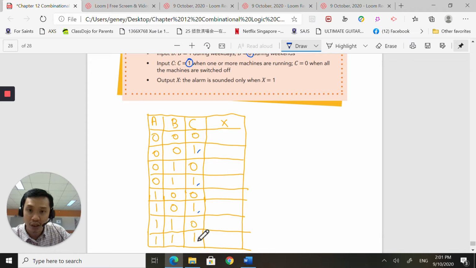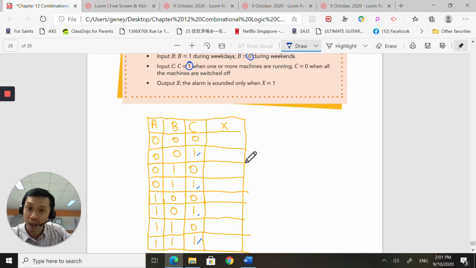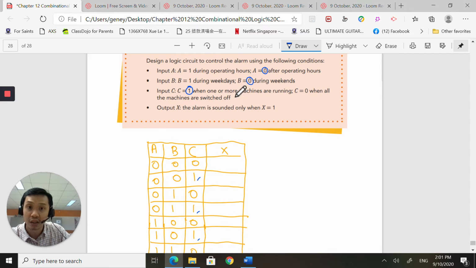But that doesn't mean that this will be 1, because it could be running during weekdays, which makes sense, right? Weekdays the machines need to be running. So during weekends, or let's do the A first. During after operating hours, that means everyone's gone home, but then wait a minute, the machines are still running. Something is wrong. Sound the alarm. So we don't want that. So when A is 0, is A 0? Yes, A is 0. So it is after hours and the machine is running.